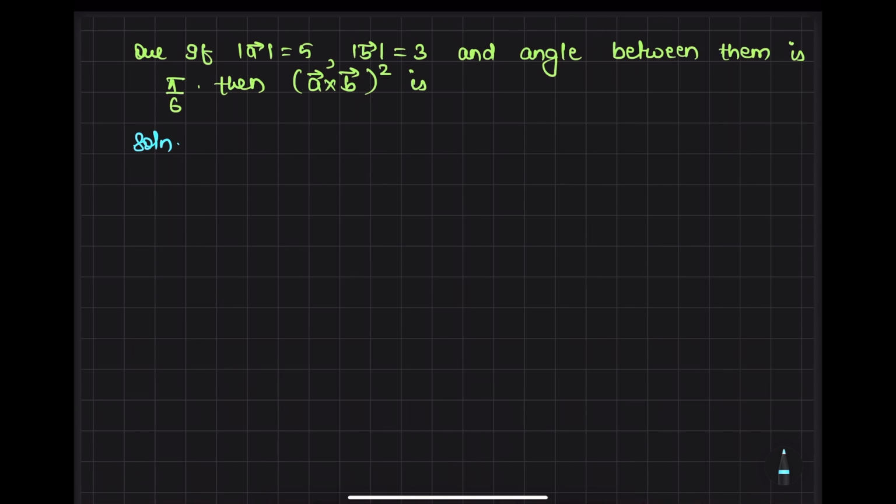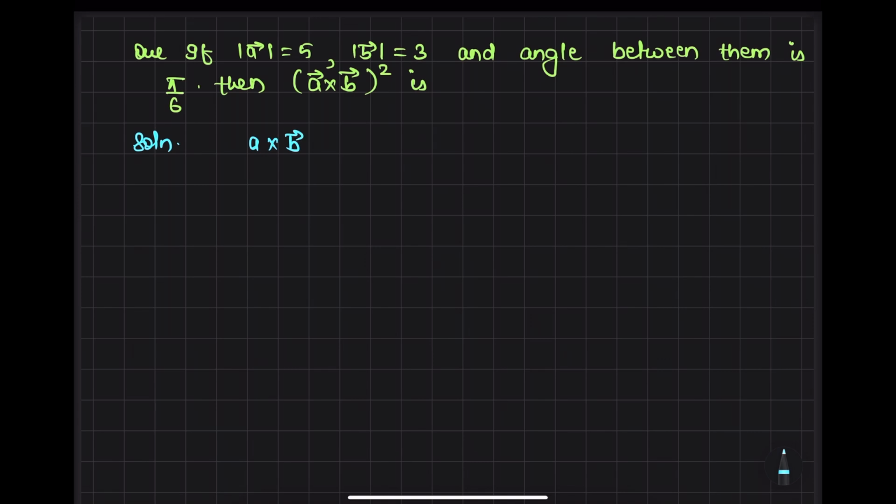So, we got a wholesome new problem which says: if the magnitude of vector A is 5, the magnitude of vector B is 3, and the angle between them is 30 degrees, then (A cross B) whole square is? Now, you know that we have studied in dot product that whenever there is a requirement of doing a square, we should think about the dot product. So here we should think about the dot product.